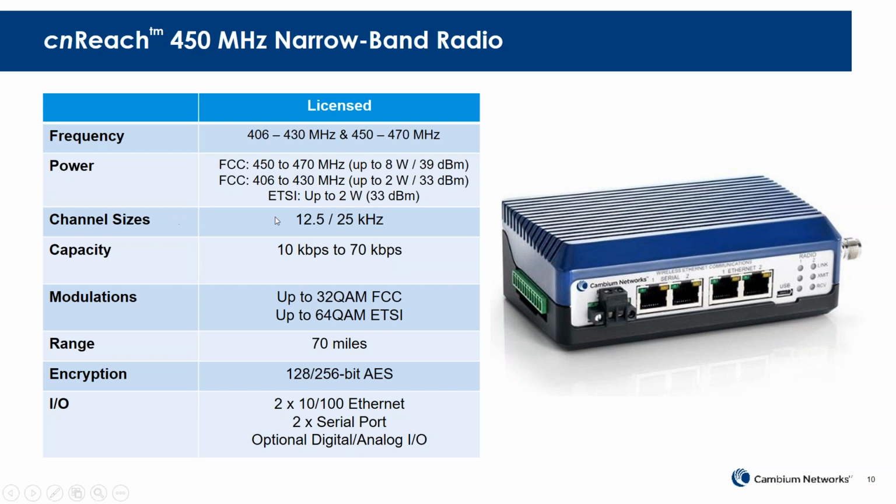You'll see relatively narrower channels because of the way this band is licensed. Support is for 12.5 and 25 kilohertz channels. In the ETSI band, note that we do support up to 64 QAM though, so it is giving you a little more capacity. But again, I'll talk about the new features in 0110 that really help manage that smaller amount of capacity that you have.